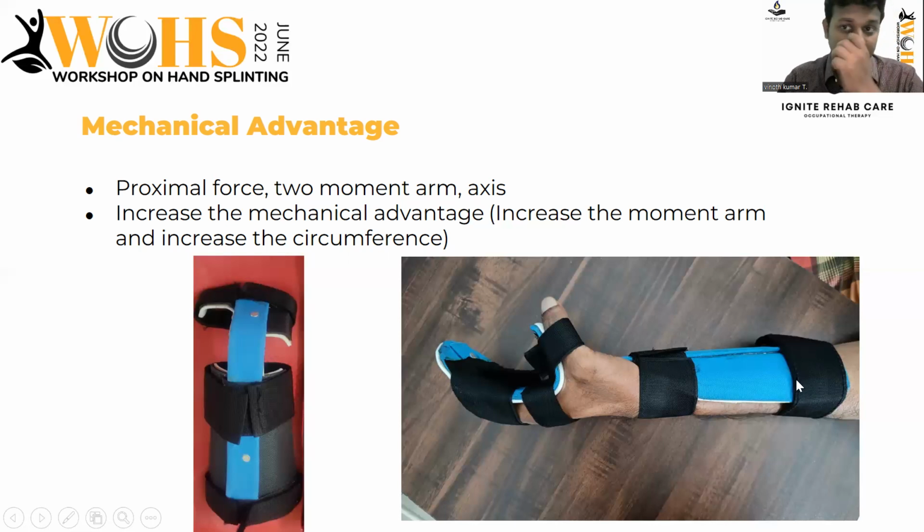Basically, it's the lever system. I think most of you might know what I'm talking about: balancing the weight just by increasing the distance. When you are giving therapy, you'll know what I'm trying to say. If you increase the distance, it can tolerate the weight of the hand. If you don't understand, I'd like to give an example.